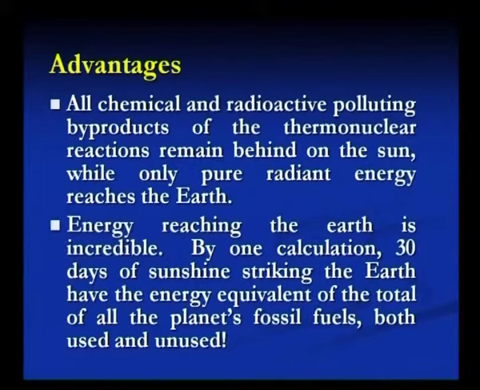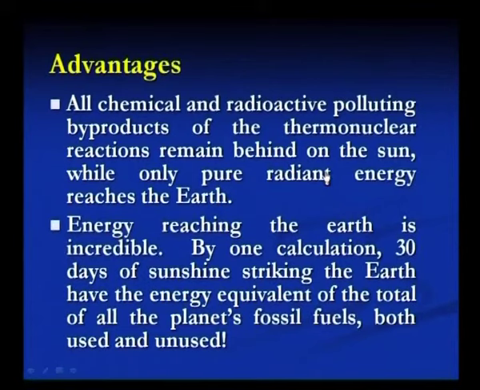At the site of the reactions in the sun's atmosphere, those polluting byproducts, chemical byproducts, radioactive materials, all these polluting materials stay behind in the sun itself, and only the pure form or the good energy, which is not polluting us and not creating any problem for us, is radiated to our Earth's atmosphere. Of course, UV radiation is a little bit harmful, but we will talk about UV radiation later. So, only the pure radiant energy reaches the Earth without harming us in a very bad manner.